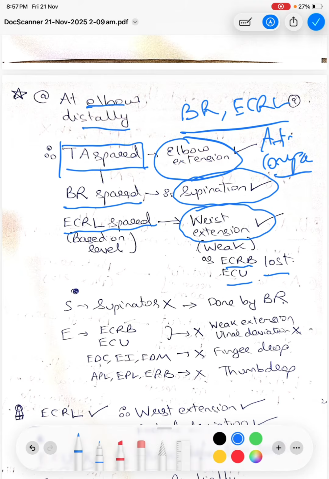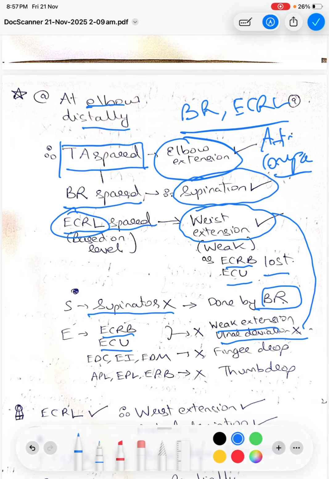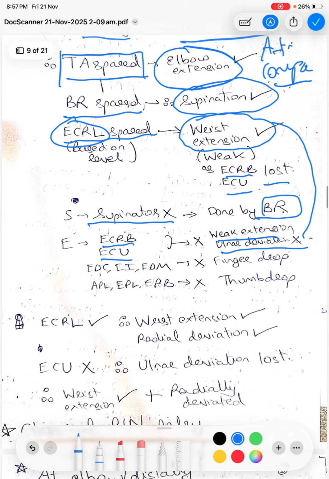But what is lost? The supinator is lost, but supination is done by brachioradialis. So there might be some weak supination, but supination function is preserved, though the supinator muscle is gone. ECRB and extensor carpi ulnaris are gone, so there is weak extension and ulnar deviation is absent. But radial deviation is present because ECRL is spared. So there will be a radially deviated wrist. We'll discuss this again. What else is lost is finger drop and thumb drop, because the finger muscles and thumb muscles are gone.